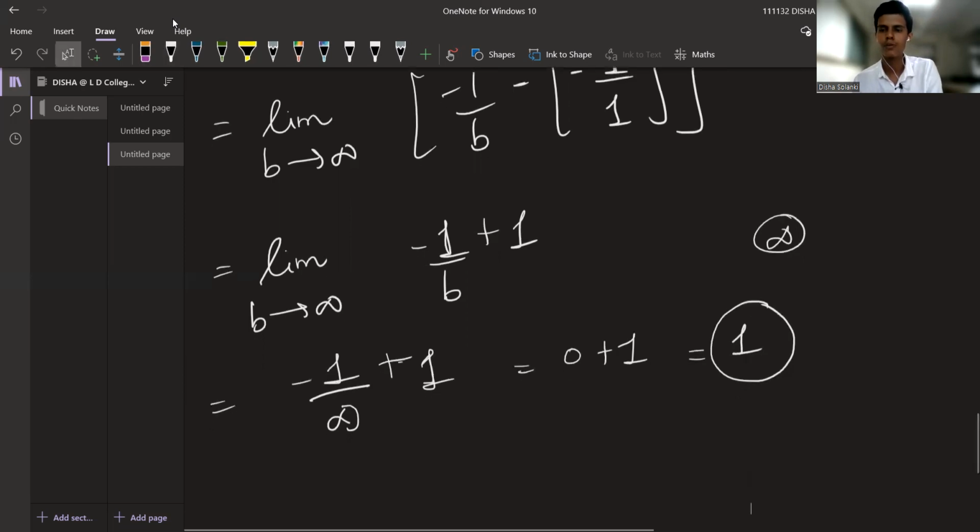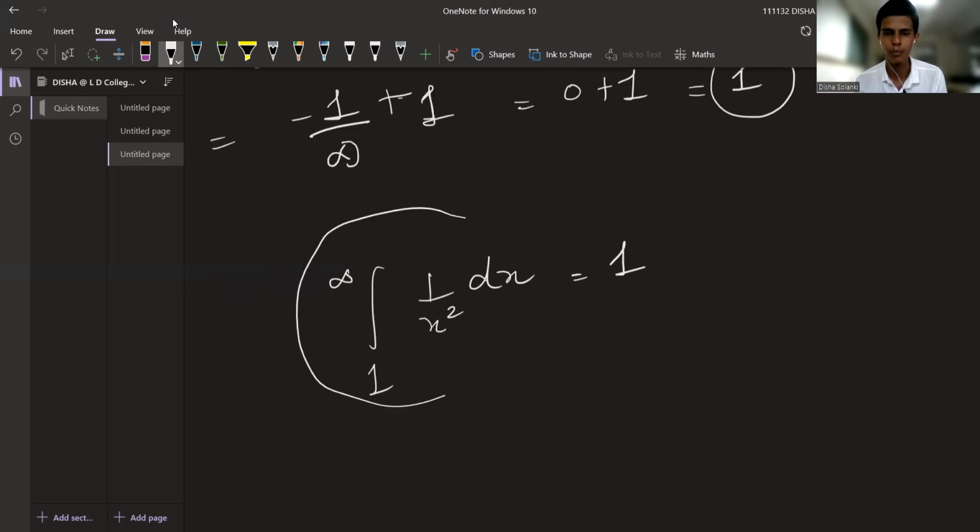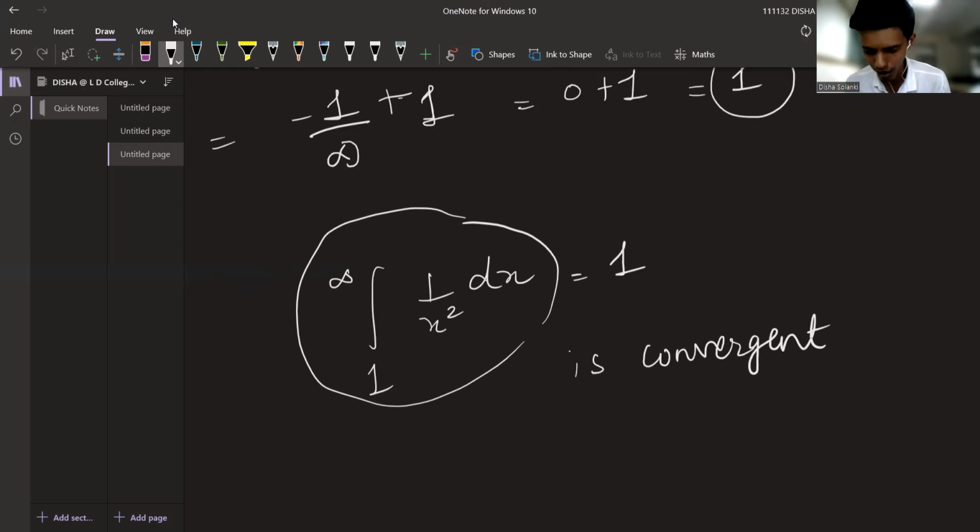So since our answer is finite, we say that the improper integral from 1 to infinity of 1 by x square dx equals 1. So we say that this improper integral is convergent.